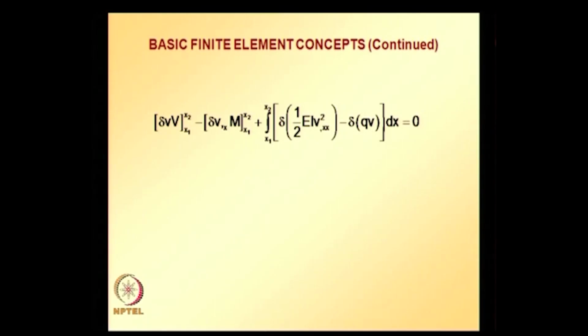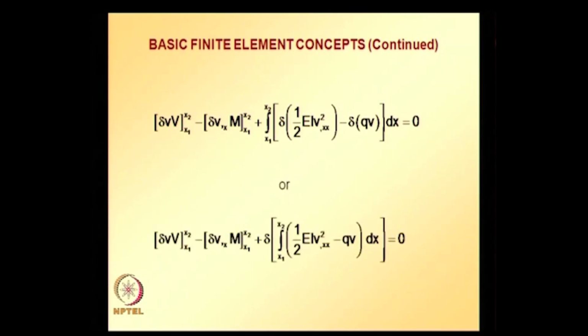Inside the integral, the integrand is in the form of variation of u plus variation of v. So we can bring the variational operator outside the integral, since the variational operator and the integral operator are interchangeable. So we get this one. Now, to simplify this equation further, two conditions arise: if essential boundary conditions are specified, and if natural boundary conditions are specified.